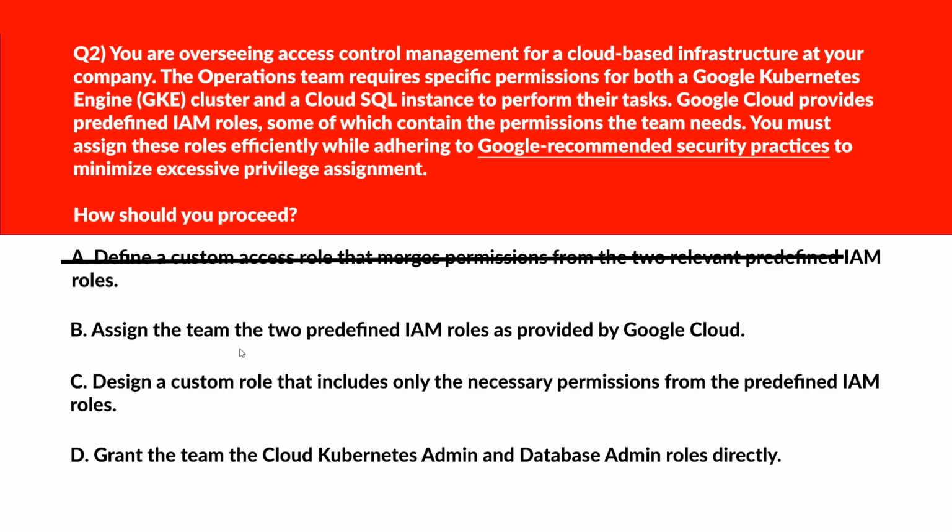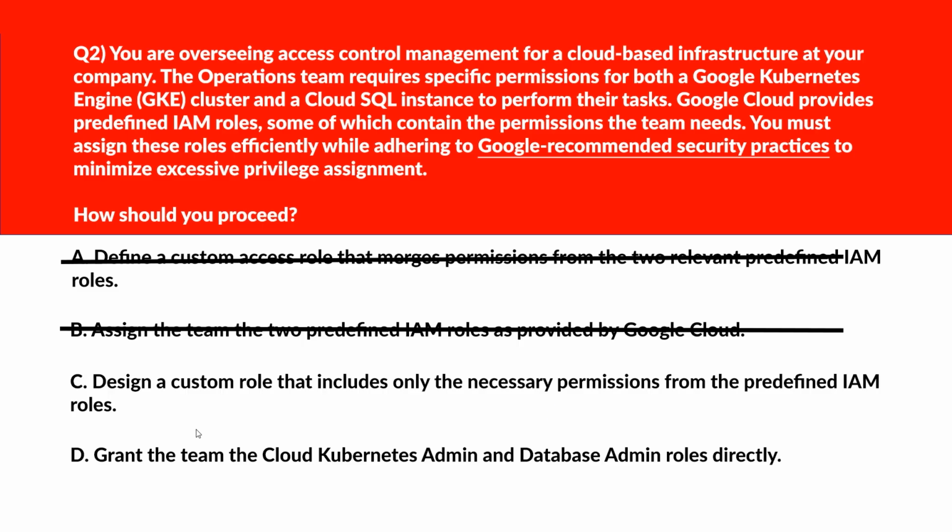B says assign the team the two predefined IAM roles as provided by Google Cloud. Assigning predefined roles without filtering permissions increases security risk. So this is out. We'll move to C. C says design a custom role that includes only the necessary permissions from the predefined IAM role. Following the principle of least privilege and best practices, it is advisable to create a custom IAM role which grants only the necessary permissions, which avoids unnecessary access risk.